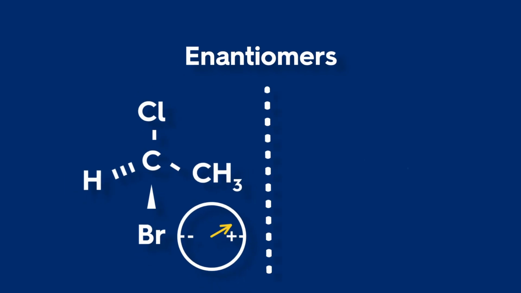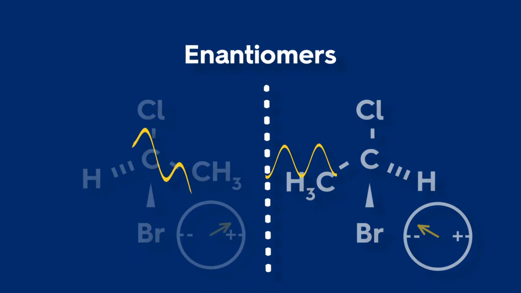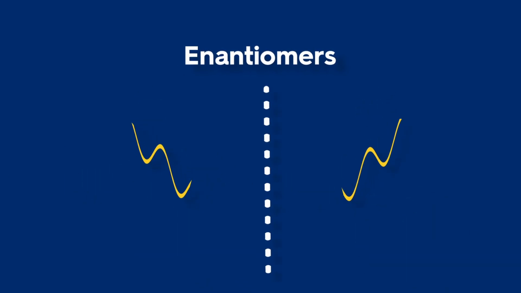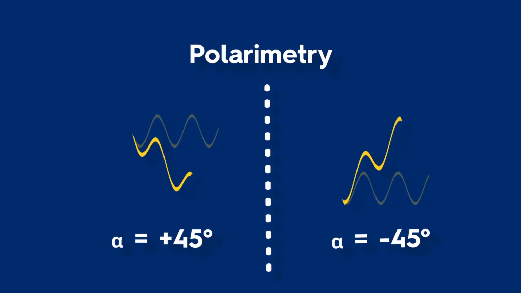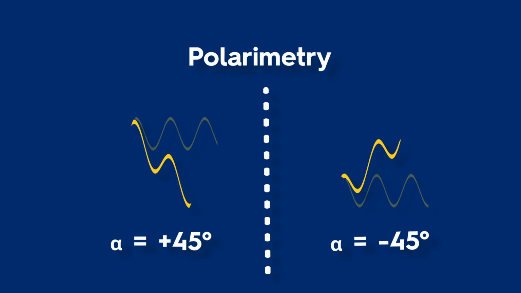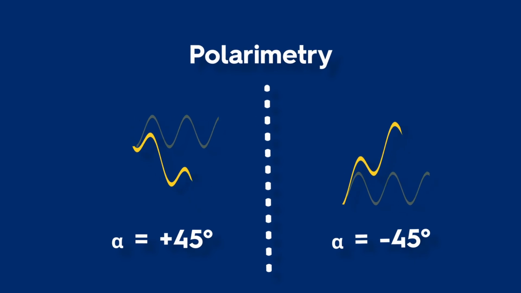To recap, enantiomers are mirror images that rotate plane-polarized light in equal and opposite ways. Polarimetry turns that rotation into numbers, specific rotation, and enantiomeric excess, to judge purity.